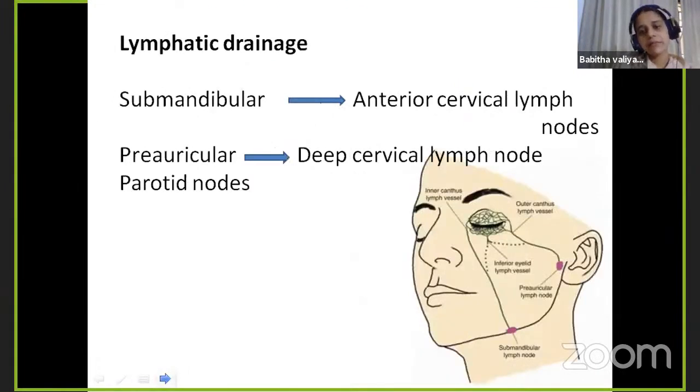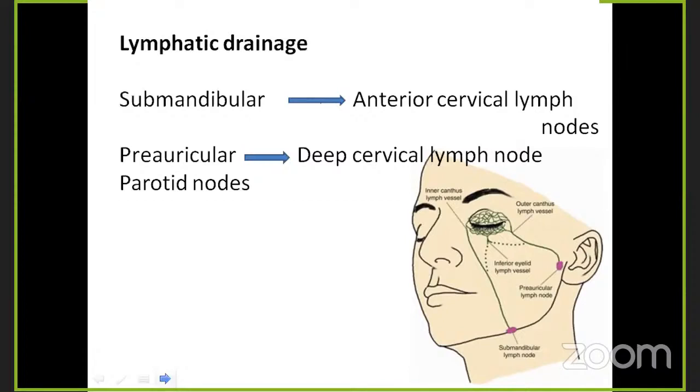Lymphatics from the medial 1/3 of the upper lid and medial 2/3 of the lower lid drain to the submandibular lymph nodes, which in turn drain to the anterior cervical lymph nodes. The lateral 2/3 of the upper lid and lateral 1/3 of the lower lid drain to the preauricular lymph nodes and parotid nodes, which in turn drain to the deep cervical nodes.